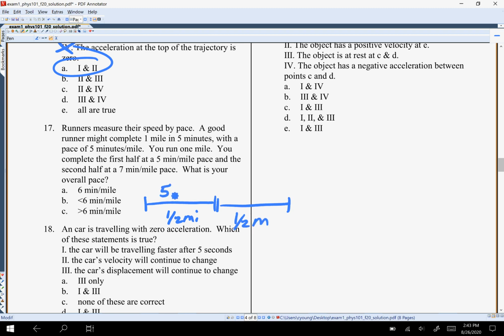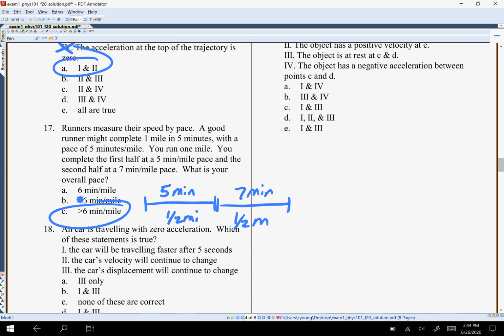And I run this in 5 minutes, and I run this section in 7 minutes. And I want to know what is my overall pace. Now, you might be inclined to say, well, 5 and 7, the average of those two is going to be 6. But I show you here that I'm actually spending a longer time at the slower speed. And so my slower speed is going to overwhelm my average velocity. It's going to impact my average velocity more than my faster speed. So the average of these two paces is going to be closer to the slower pace than the faster pace. So the answer is going to be greater than 6 minutes per mile.